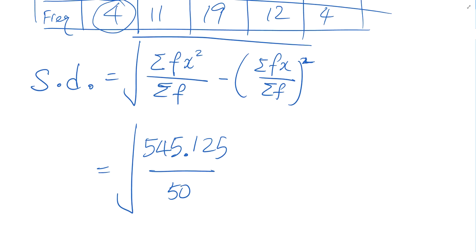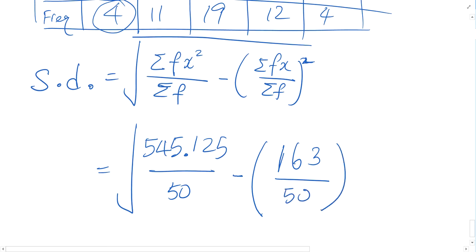Okay so far? This is recorded, you can listen to the video again if you forget. Now minus, open bracket. Where is my summation fx? Press your on button again. Shift stat. Which option should we choose? 3, yes. And after that, 2. What do you see in your calculator? 163. Divided by summation f again, 50. Close bracket, square root everything.